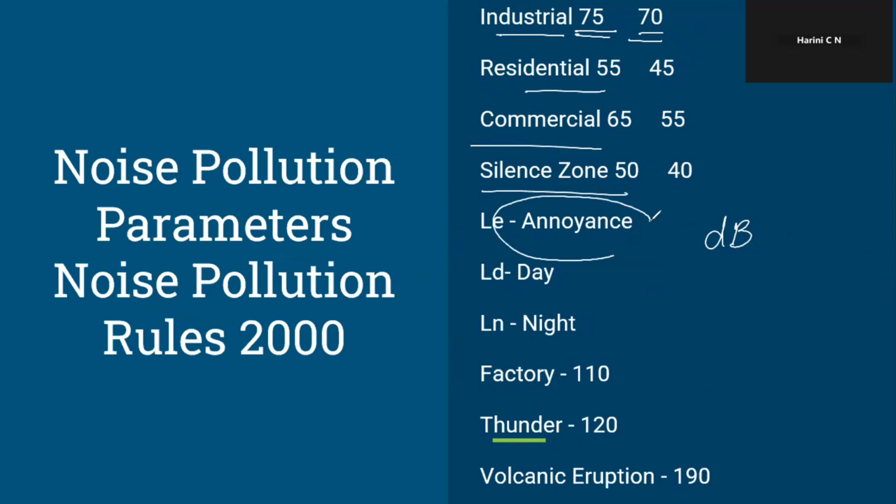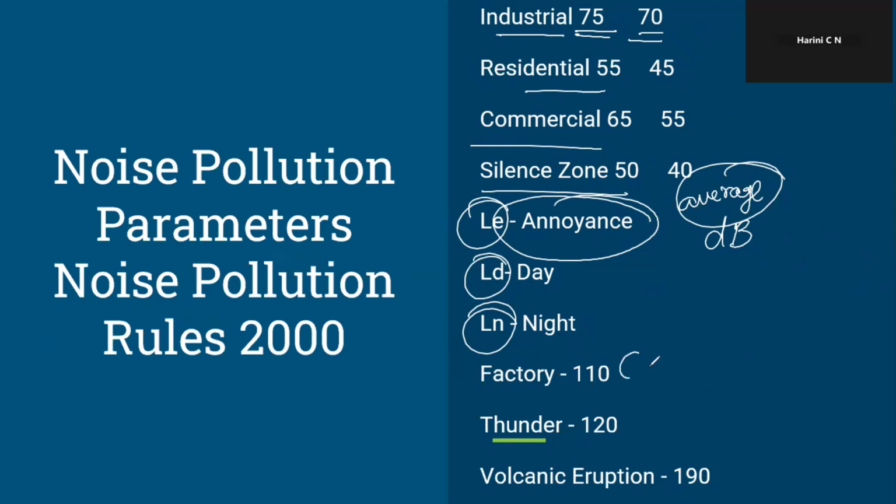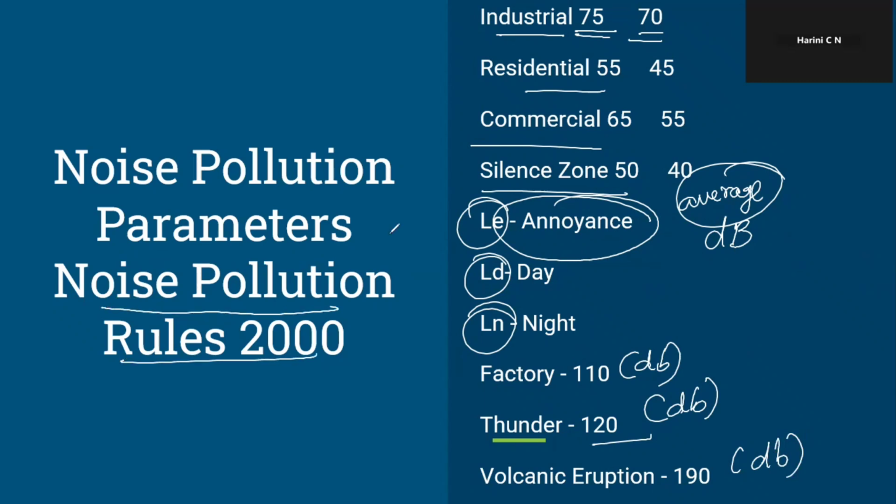This is the annoyance rate, that is the average. They calculate the average of the noise pollution, denoted by this in the daytime, in the nighttime, and the annoyance rate of the excessive noise pollution. In a factory, the maximum decibel can be 110 and thunder 120. Volcanic eruption is the highest at 190. This is based on the Noise Pollution Rules 2000.